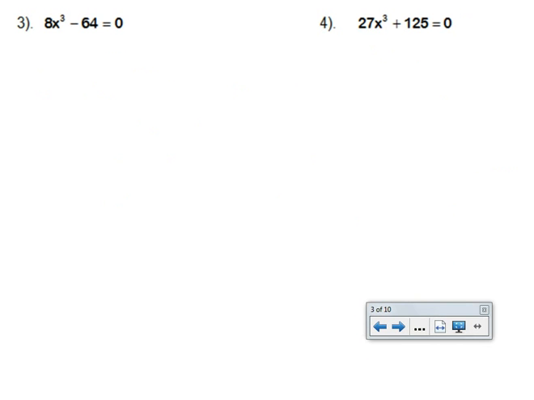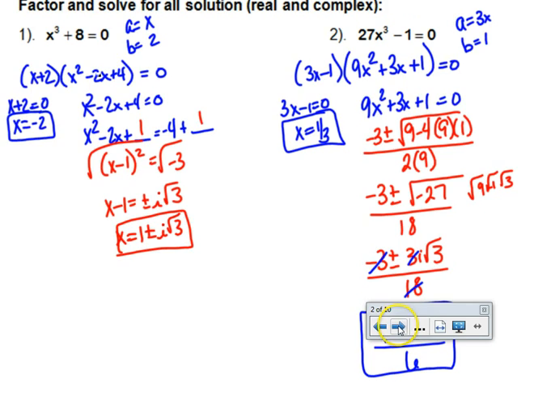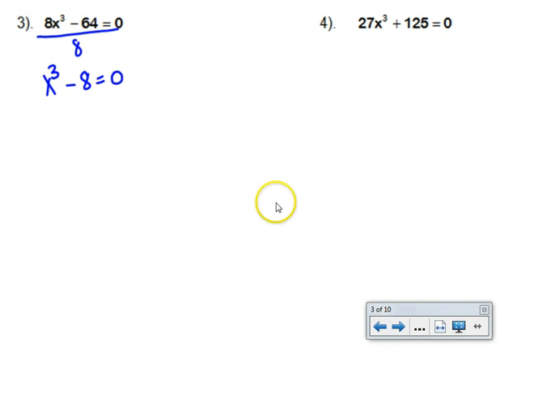Oh goodness, more. Alright, so this time, I don't know if you noticed this, but there is a common factor of 8 that I could actually divide by. So x to the 3rd power minus 8 equals 0. Now this looks really similar to the first problem we did. The only difference is this is the difference of x to the 3rd minus 8. So factoring is, hello, try again, x minus 2, x squared plus 2x plus 4.